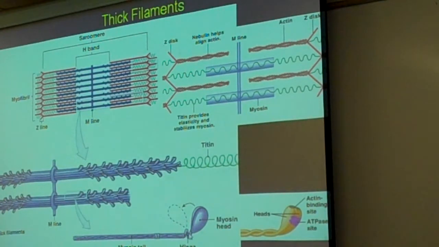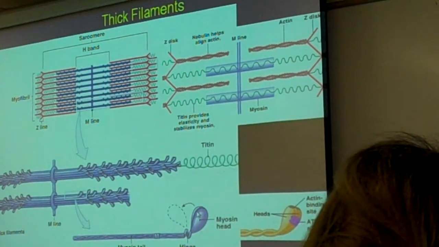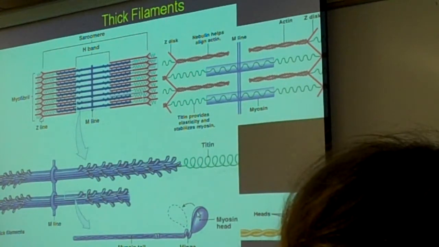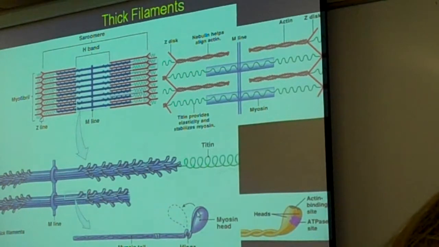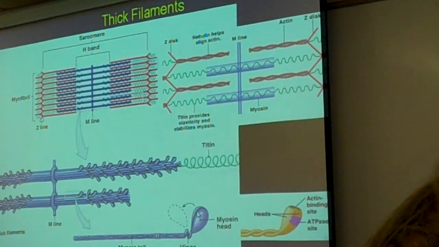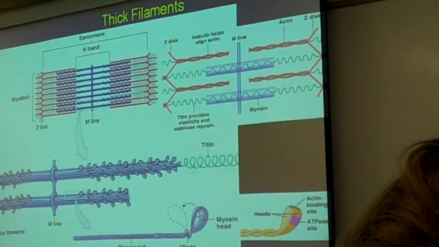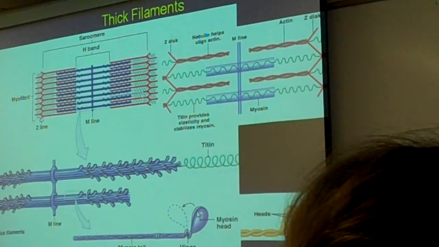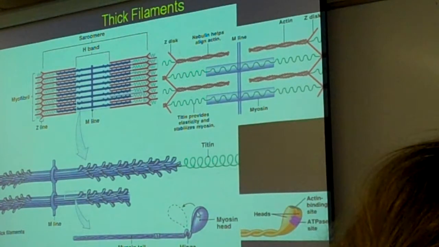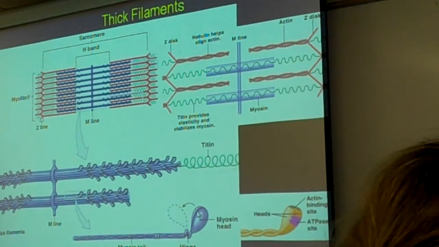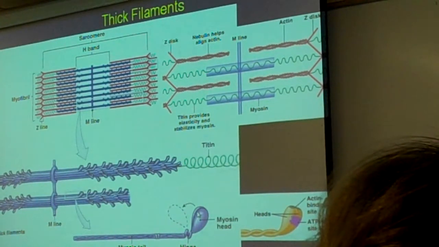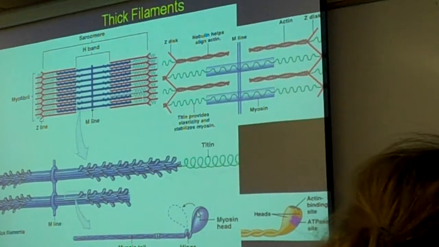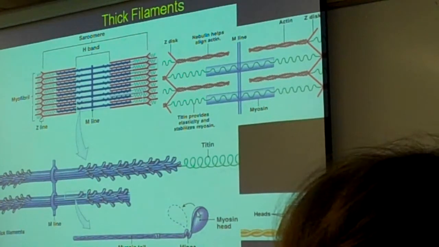So this hinge that connects the head to the tail allows the head to pivot. So pivoting of the head is called a power stroke. And that's what pulls the thin filament and slides it across the thick. And that's going to happen repeatedly. It's going to grab, pull a very short distance, not even sure if it's a millimeter, maybe micrometers, just for one power stroke, detach, re-energize, recock, grab again, power stroke, detach, re-energize, grab again, power stroke. With lots of myosin heads doing this at the same time, the thin filaments begin to slide across the thick. But it's going to take lots and lots of them, all working together.